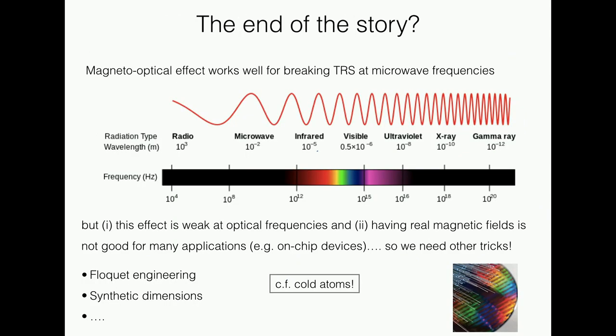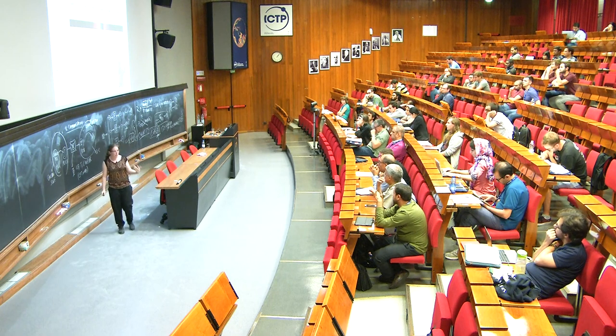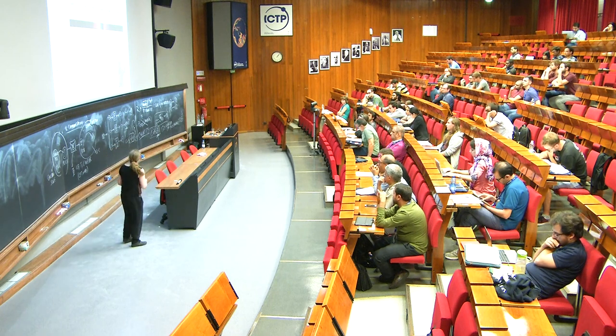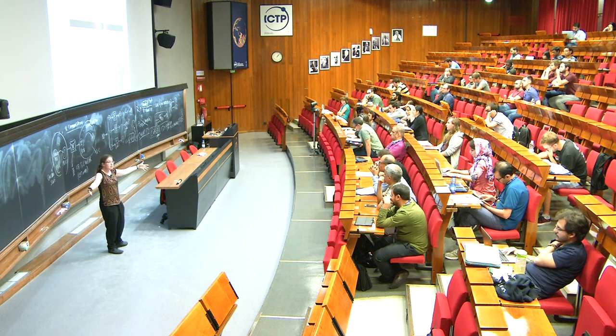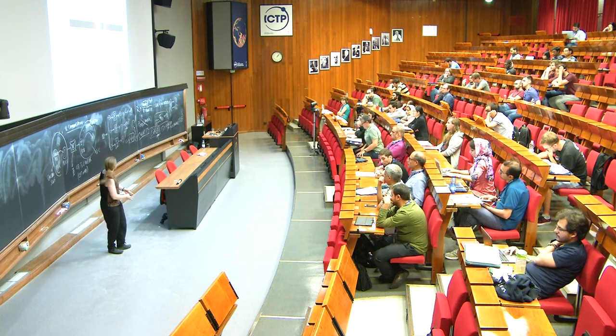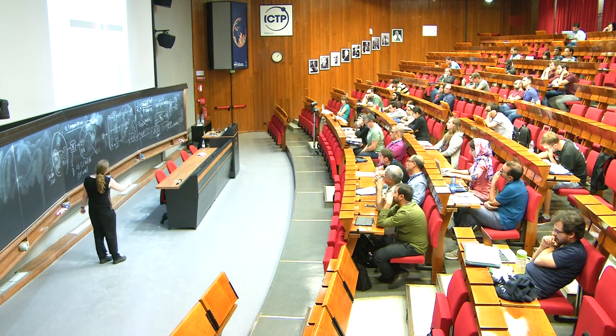Okay, so that's the end of the story, right? I mean, we apply a magnetic field, we have a gyromagnetic system, it breaks time reversal symmetry, we have Chern bands for photons. Not so fast. The problem is that the effect this is using, this gyromagnetic effect, is very, very weak at optical frequencies. So that was using microwaves. The structure was on centimeters. If we want to do the same thing for optical frequencies, we can't.